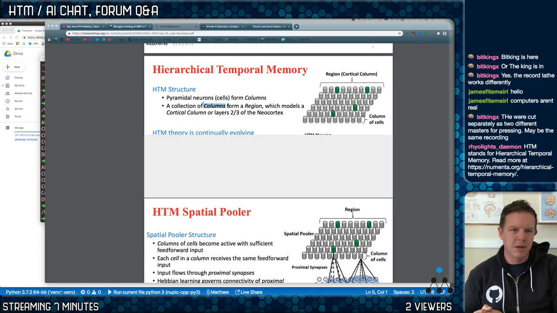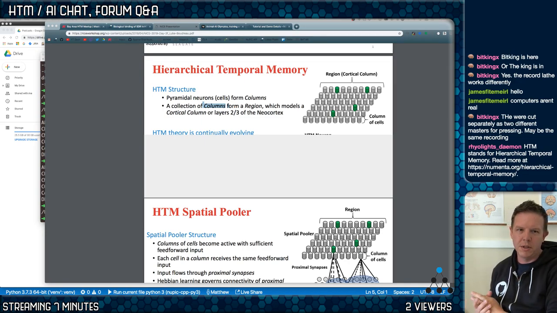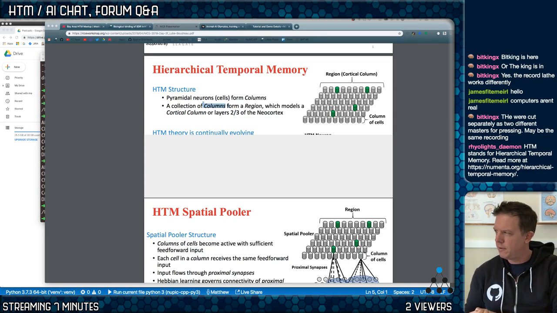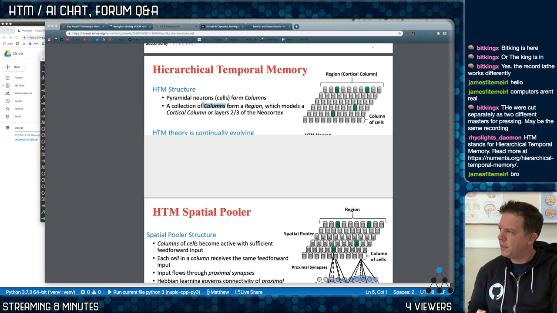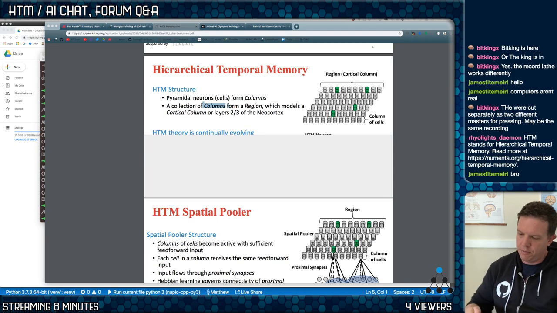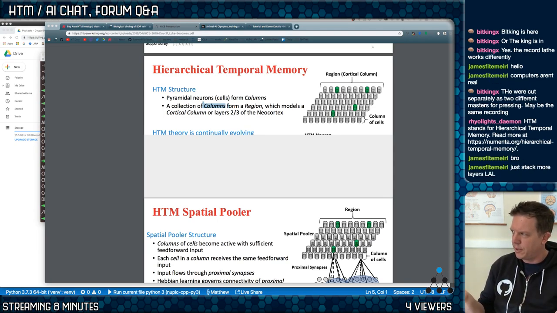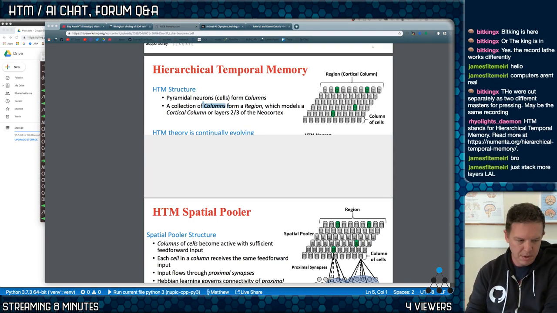So they were cut separately as two different masters for pressing. They may be the same recording. The only reason you'd want to have two recordings, one mono and one stereo, is if they were different recordings. I would hope they were, but I haven't noticed a difference yet in the background.